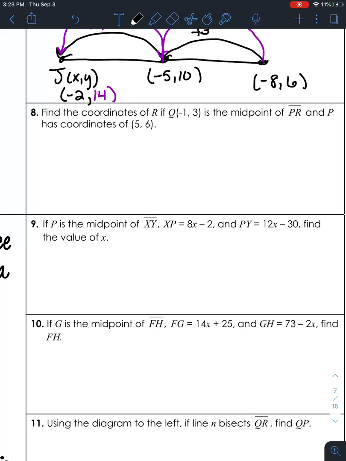So again, this is my midpoint x and my midpoint y, and they're giving me my endpoint. So I'm going to start with my x's first and see where we go from there. All right, so endpoint x is 5, so 5 plus I don't know divided by 2 is equal to my midpoint x, negative 1. Solve it by multiplying by 2, subtracting 5. That will give you your endpoint of negative 7.